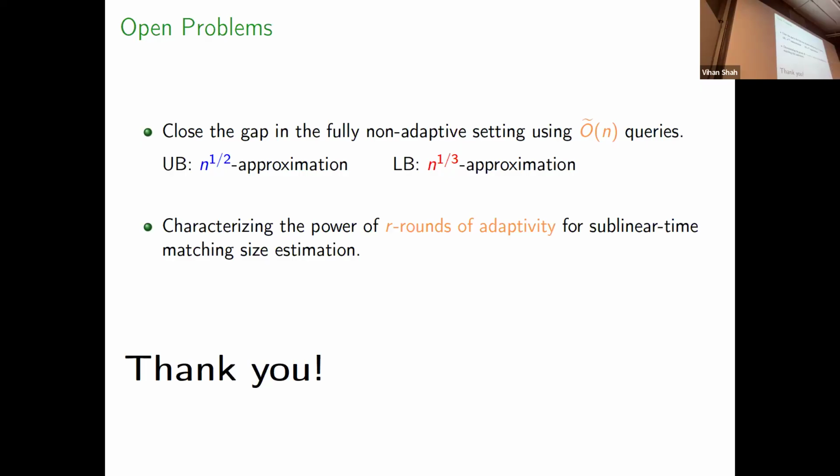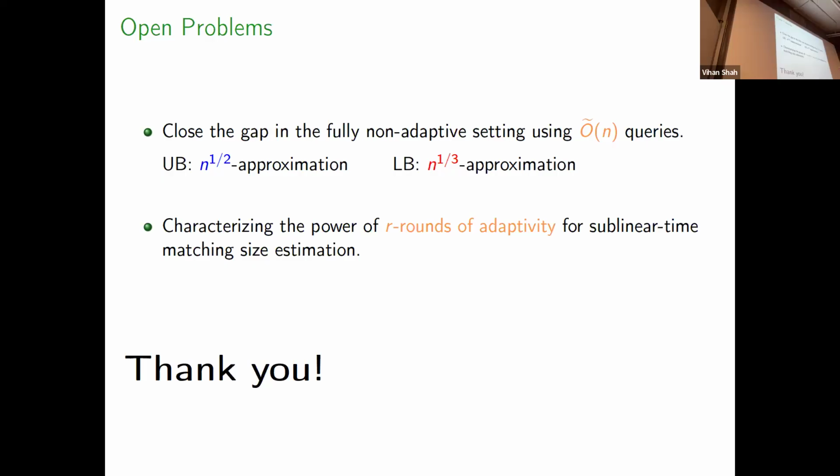For an alpha approximation, initially when I was writing the paper, I thought maybe n square over alpha square, which is what we get from the upper bound, is the right answer. And it turns out that for maximum matching, when you have to output the matching, n square over alpha square is actually the right answer. This is irrespective of adaptivity. If you have full adaptivity or no adaptivity, n square over alpha square is the right answer.